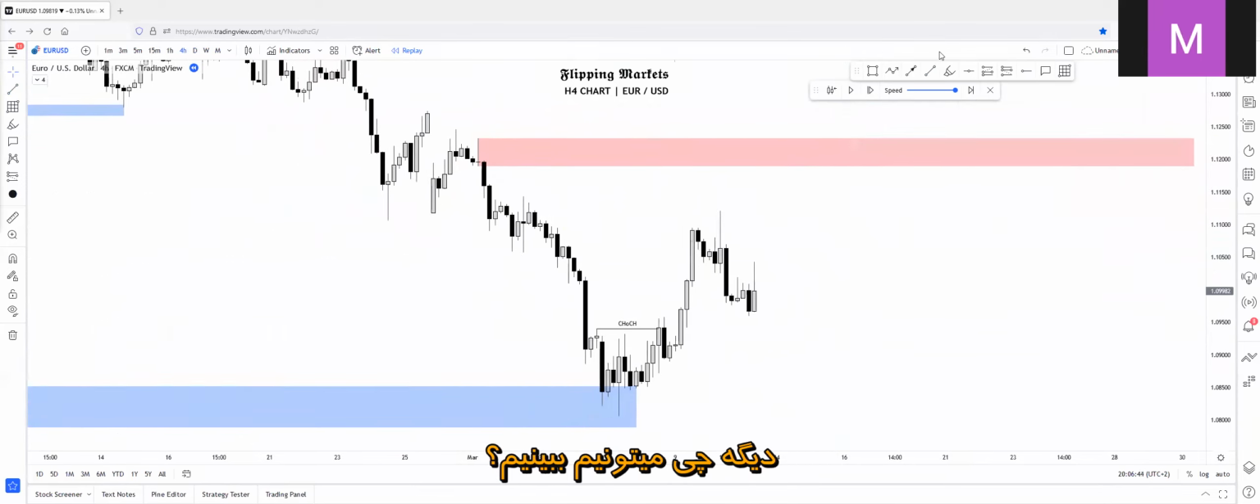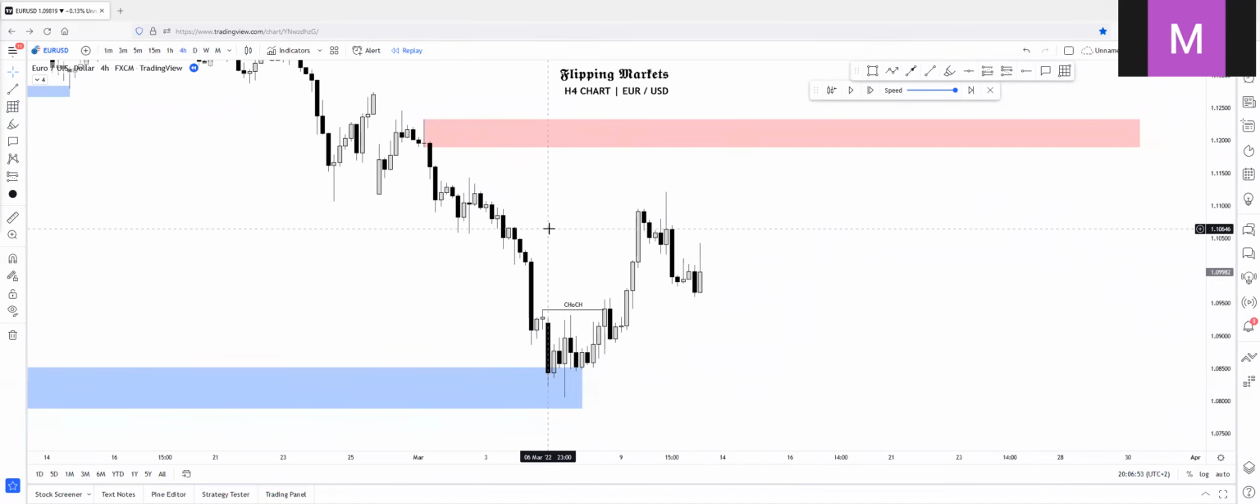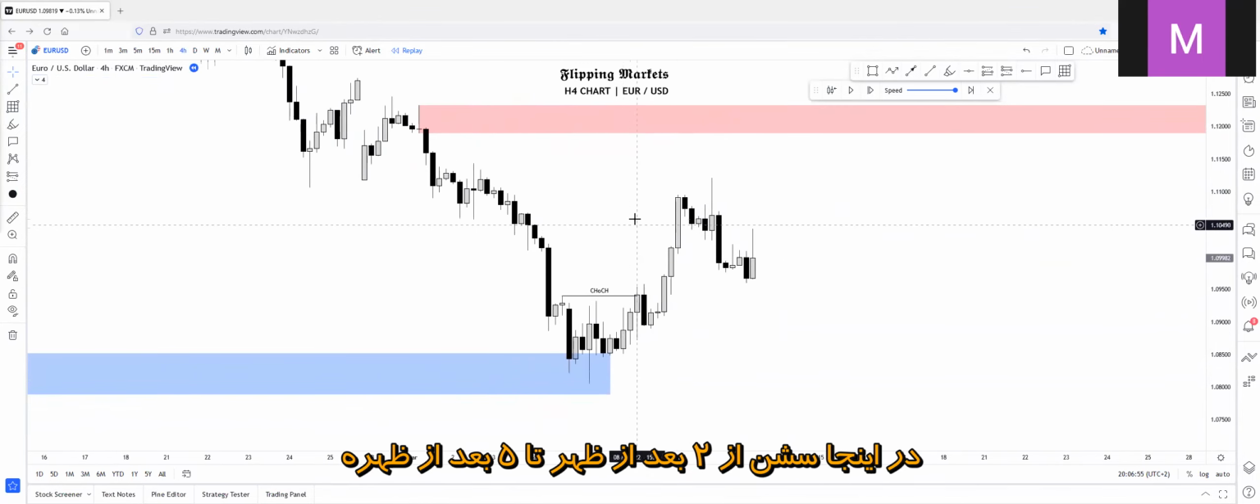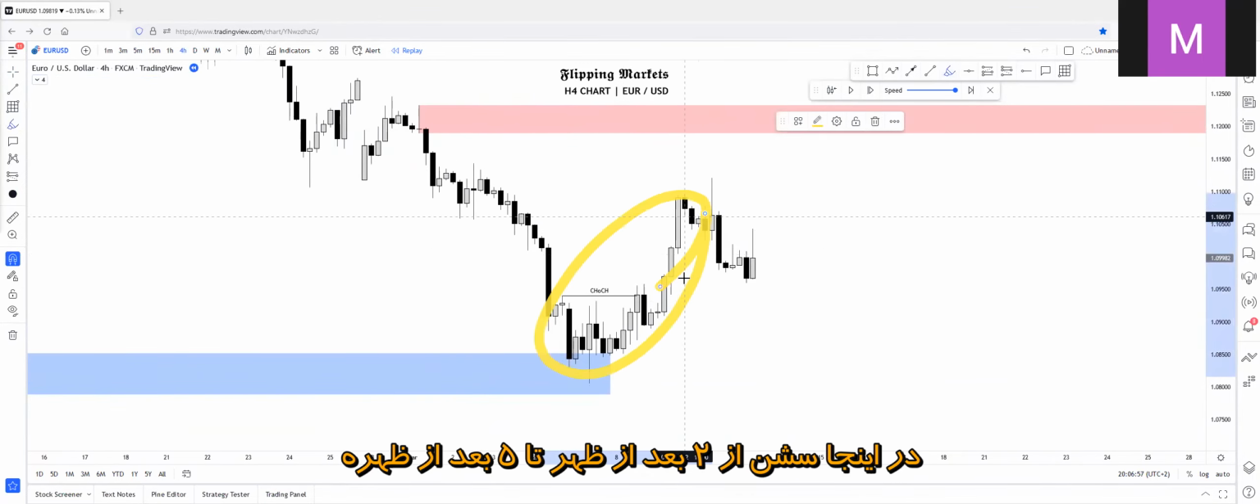What else can we see? We can see that price is created. Daylight saving from daylight saving New York began. The session is from 2 p.m. to 5 p.m. at this region.